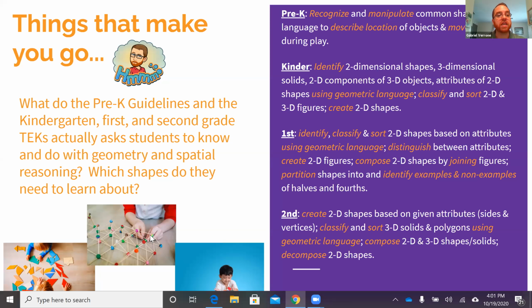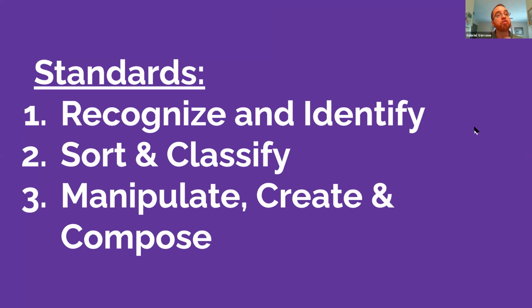Sorting by, yes, and thank you, Mary, you're right. Sorting by one attribute and then two, yes. So the difficulty and degree of sorting also increases. Okay, so for today, now this is not all inclusive. There are a few little elements that are not included in these three general categories. But for today, we're gonna look at breaking the standards into recognizing and identifying, sorting and classifying, and then manipulating, creating, and composing, okay? And then composing will also touch upon decomposing, all right?